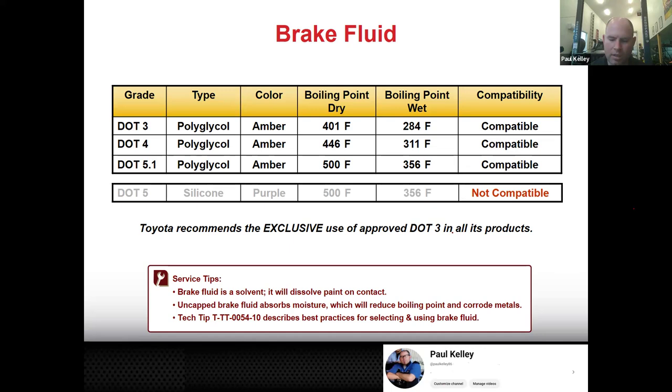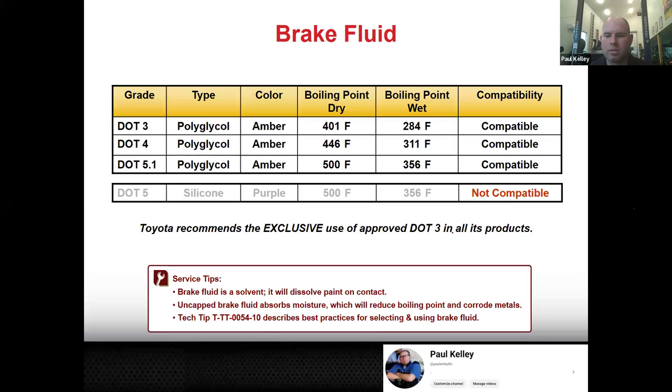So what they did, DOT 5 came out first, and then they realized, oh, you know what? People want the performance benefits of DOT 5, but they have ABS. So they came out with 5.1. So 5.1 is basically everything good about DOT 5, except it's still polyglycol, so you can run it with ABS. The only negative is it still absorbs water, so you still have to do the maintenance on it. Kind of makes sense. It's pretty fun.